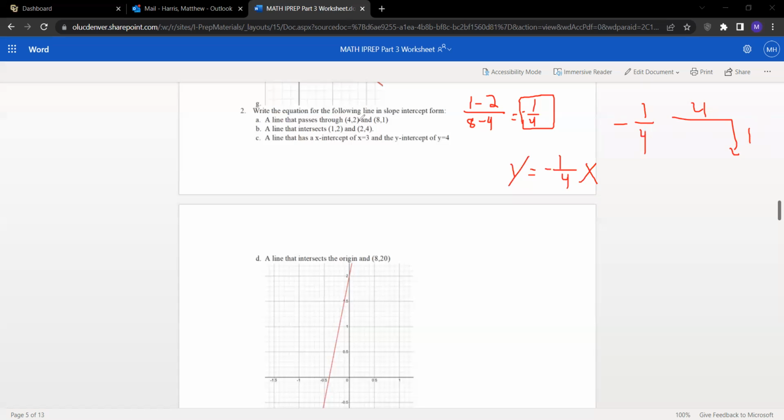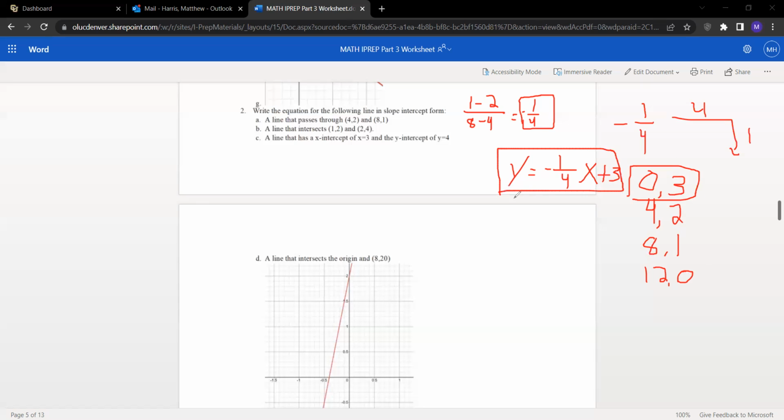So we look at our points, we can kind of see how we get there. So at 4, we have 2. At 8, we have 1. And at 12, we have 0. All right, so that's our x-intercept. Let's go the other way. 4, 8, 12, 8, 4, 0, 0, 1, 2, 3. So without graphing, just using some algebra, we can see 0, 3 is going to be our y-intercept. So this is plus 3. y equals negative 1/4 of x plus 3.